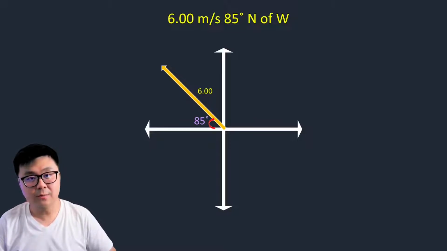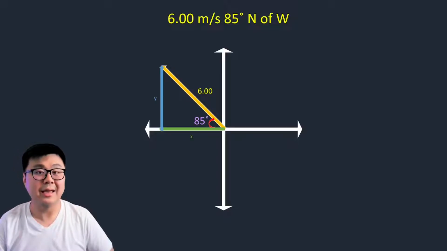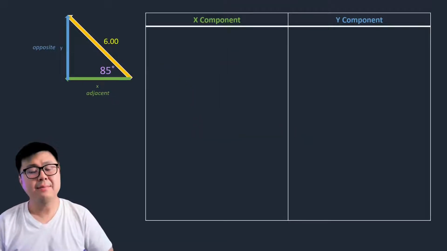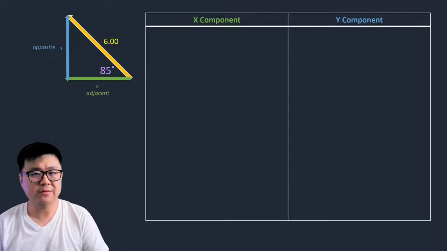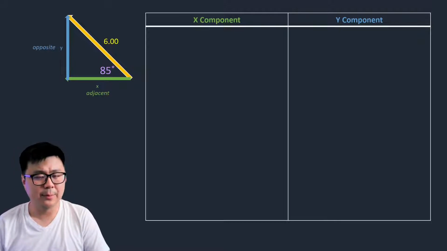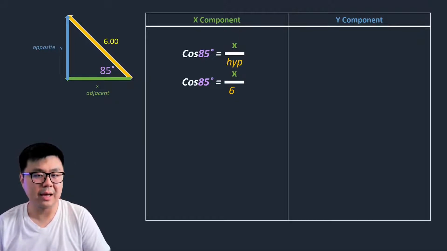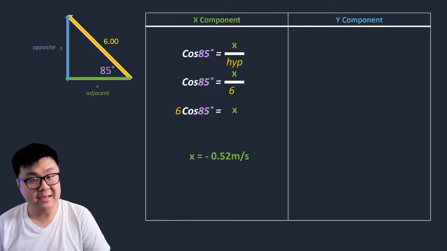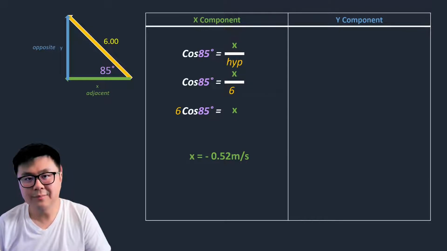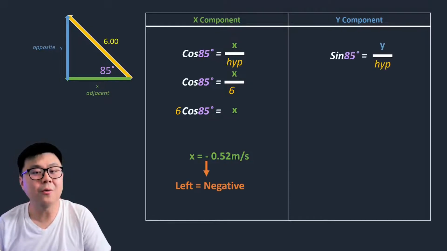And once we have the angle, we can put in our x and y components to make a triangle. Once we have our triangle, I recommend making a T-table to organize your work for the x and y components so they don't get mixed up and it won't look confusing. So let's do the x component first. We know that the x component is the adjacent. So we're going to use cosine here. It will be cos 85 is equal to adjacent over hypotenuse, or x over hypotenuse. We know the hypotenuse is 6, and we solve for the x, and we get x is equal to negative 0.52. Notice I have the negative because our x arrow is pointing to the left, and left always means negative.